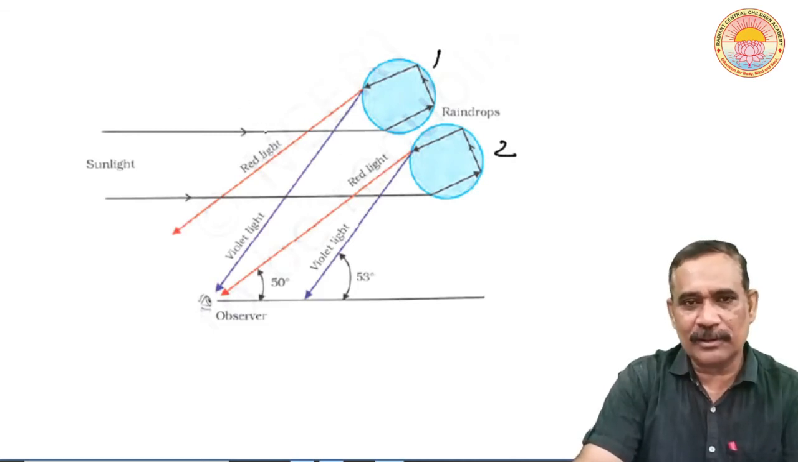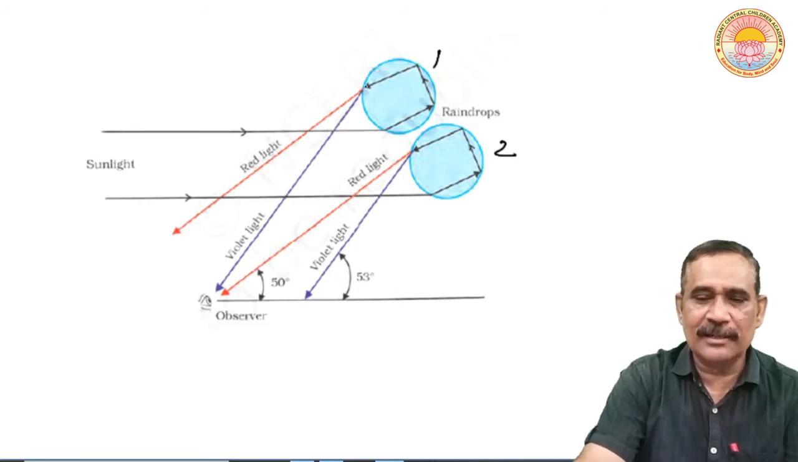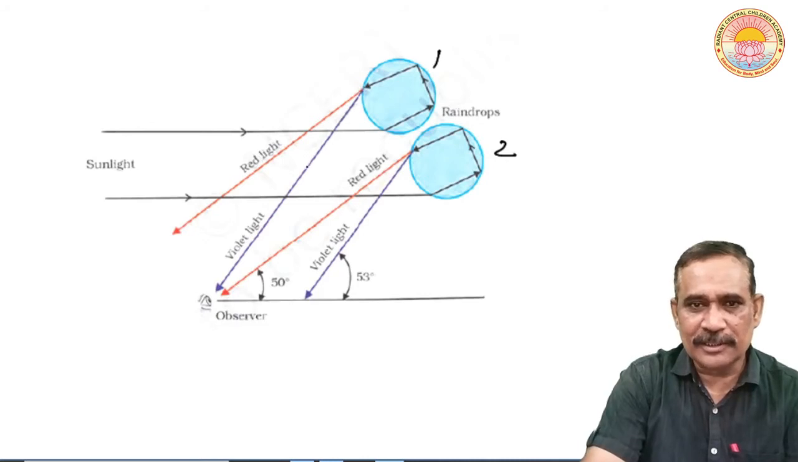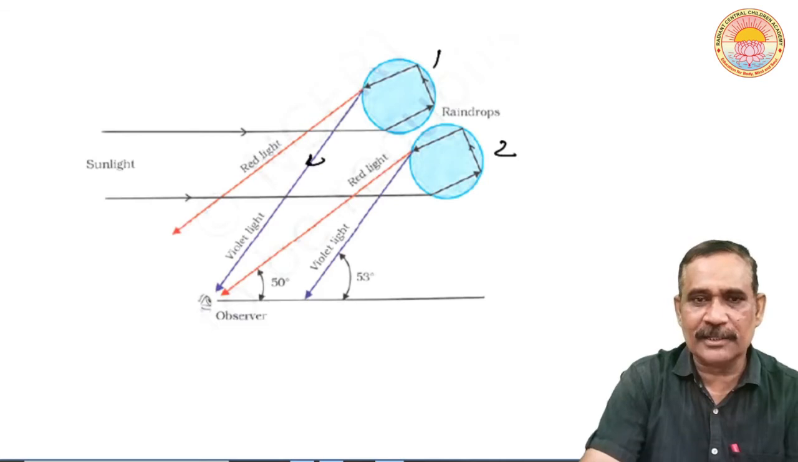When the light is incident on the first water drop, first it is incident here, and then this is the refraction process, and it reflects from this point to this point. This is the first reflection. Again it reflects from this point to this point. This is the second reflection, and then it comes out from the water drop into the air. This is the second refraction.